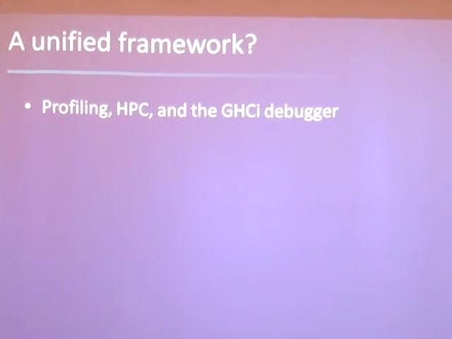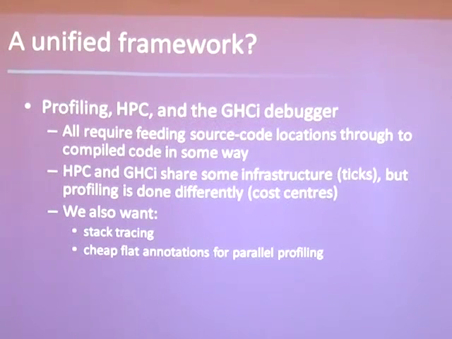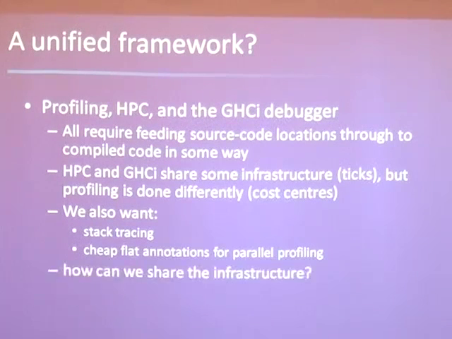So, standing back a little bit, we've got various functionalities that require getting information about source code from the beginning of the compiler right through to the end, so that we can say something about what the program is doing in terms of its source code when it's executed. So we've got profiling, we've got coverage, we've got the GHCi debugger. It turns out that HPC and GHCi share some infrastructure internally in the compiler, but the profiler doesn't, despite the fact that it's trying to do something very similar. We also want to add stack tracing for debugging. Peter, I believe, gave his talk earlier on, wants to do cheap flat annotations, a really cheap kind of flat profiling, so that we can do profiling without modifying the execution time very much. And parallel profiling. So, how can we have some kind of shared infrastructure and do this in a nice unified way?